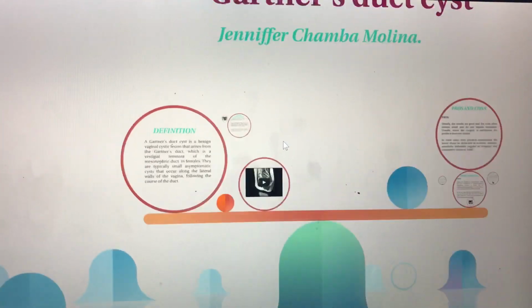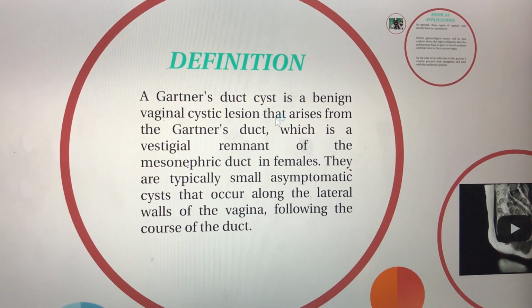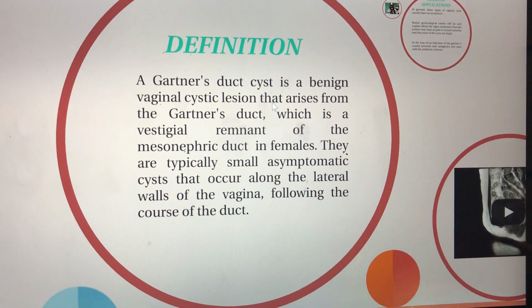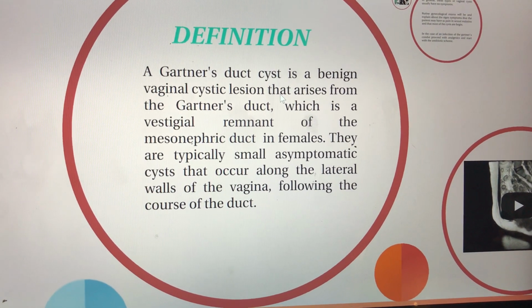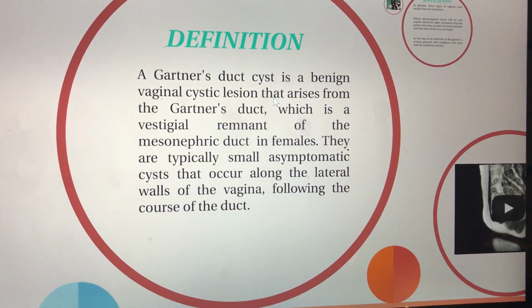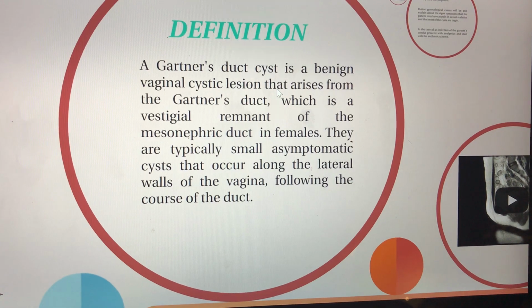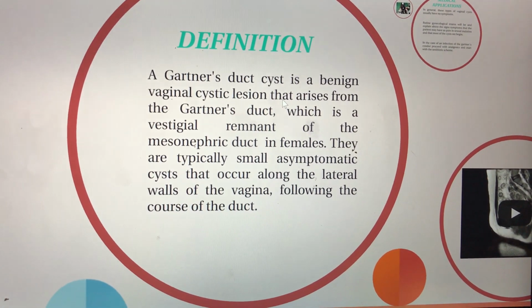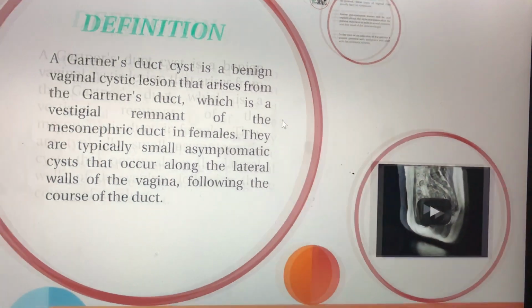Gartner duct cyst. Definition: a Gartner duct cyst is a benign vaginal cyst lesion that arises from the Gartner's duct, which is a vestigial remnant of the mesonephric duct in females. They are typically small, asymptomatic cysts that occur along the lateral walls of the vagina, following the course of the duct.